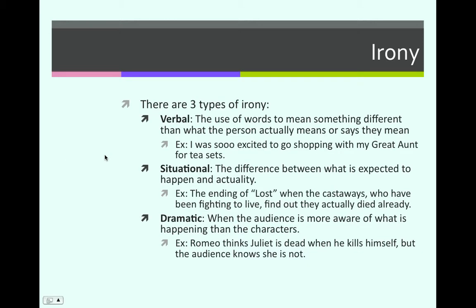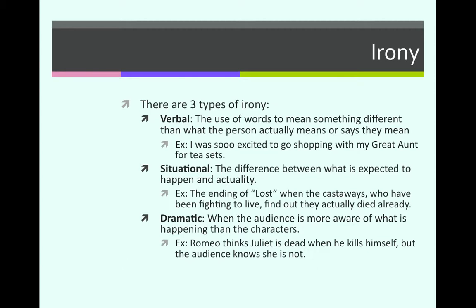Irony, there's three kinds. So people often use the word ironic incorrectly. Irony means something's happening different than what you expect. So verbal irony is where the words mean something different than what the person is saying. So you say, I was so excited to go shopping with my great aunt for tea sets. You're using verbal irony there. Situational irony is where something different happens than what's expected to happen. For example, the ending of Lost. Everyone expected some big dramatic ending, and in the end, they find out they all were actually dead. And if I just spoiled Lost for you, I'm sorry.